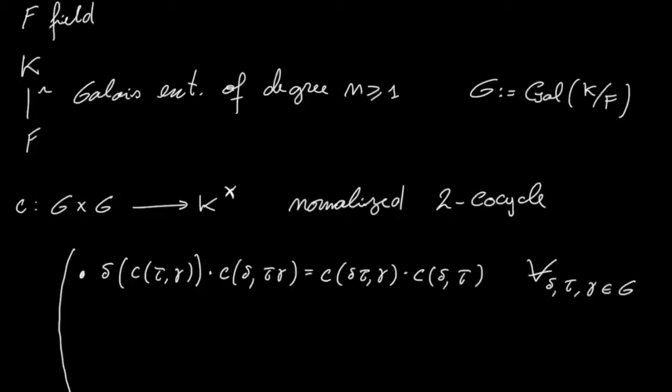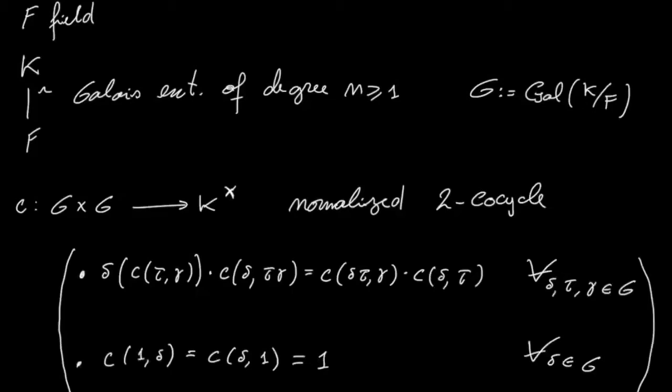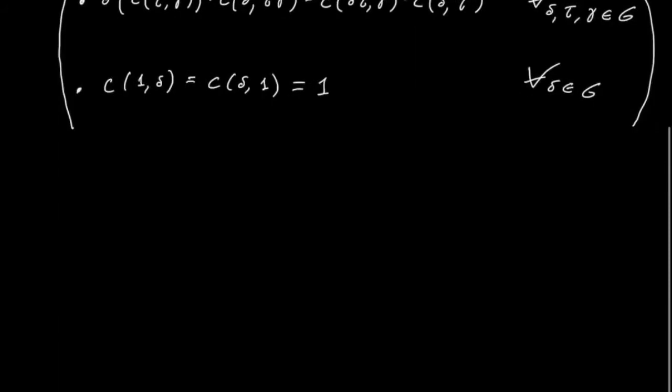So this is what it means to be a Tuchel cycle, and normalized in the sense that the value of C at 1 sigma is equal to C sigma 1. It's equal to 1 for all elements of G. So given this data, we can consider an associated cross-product algebra.